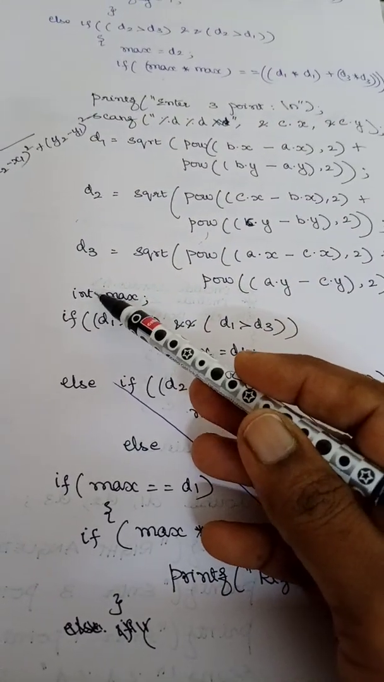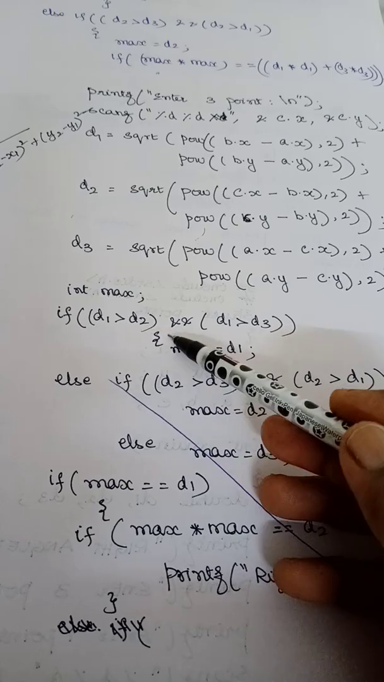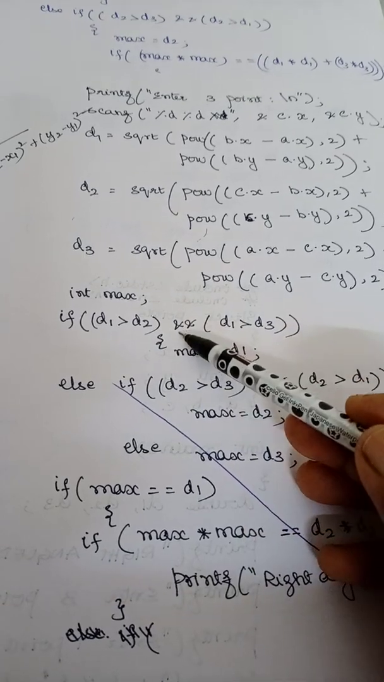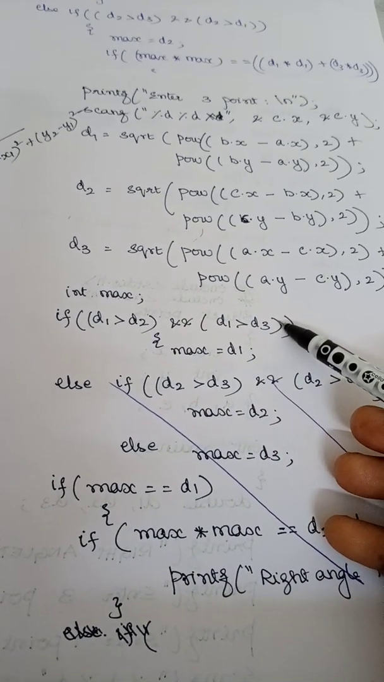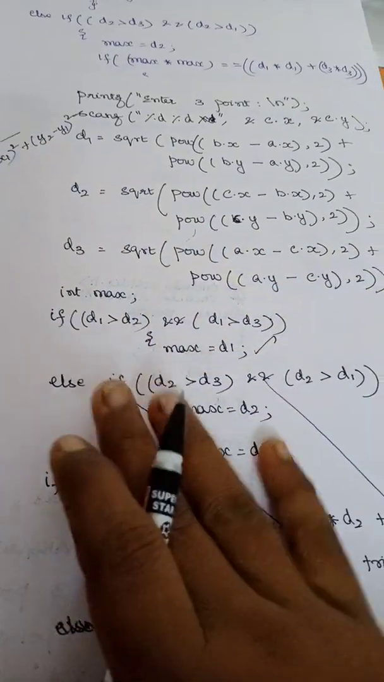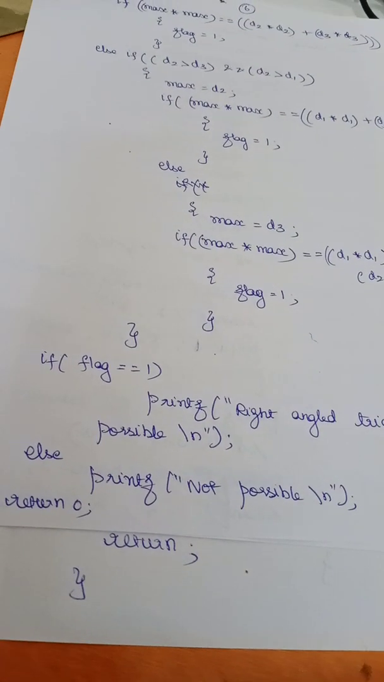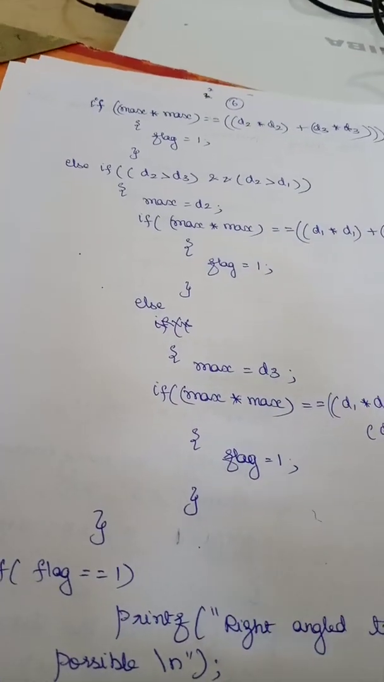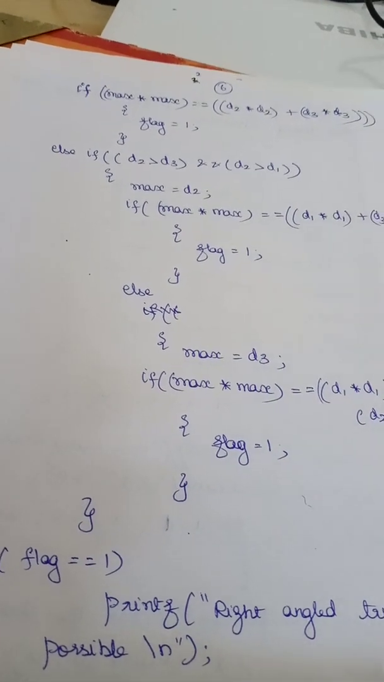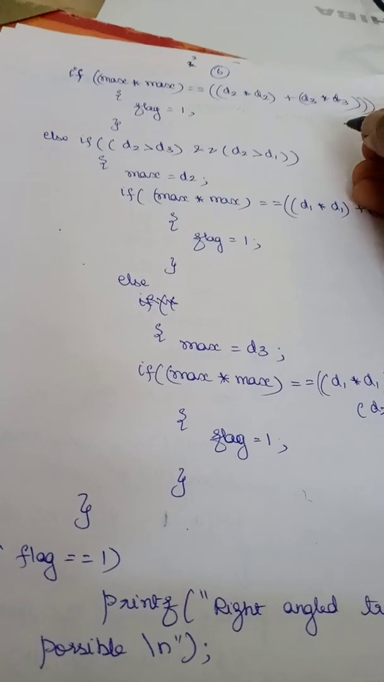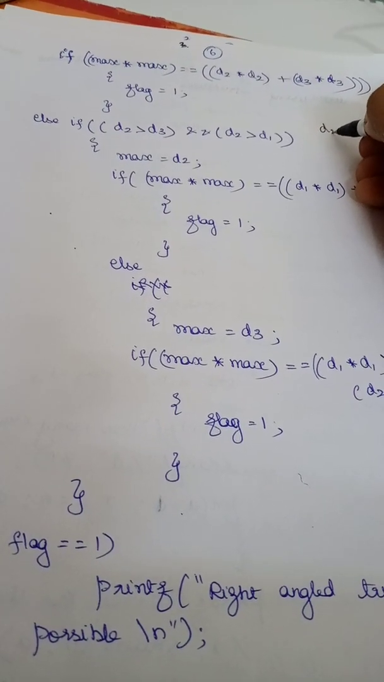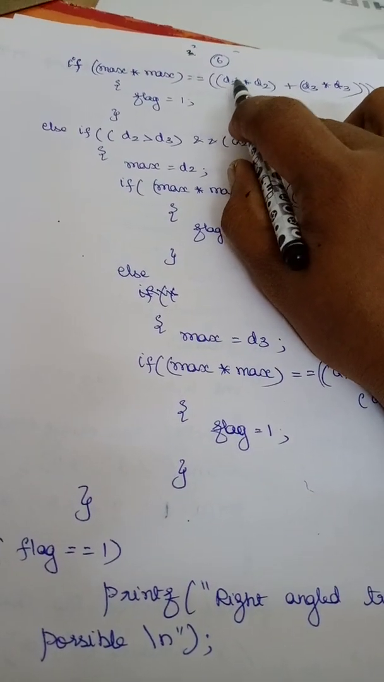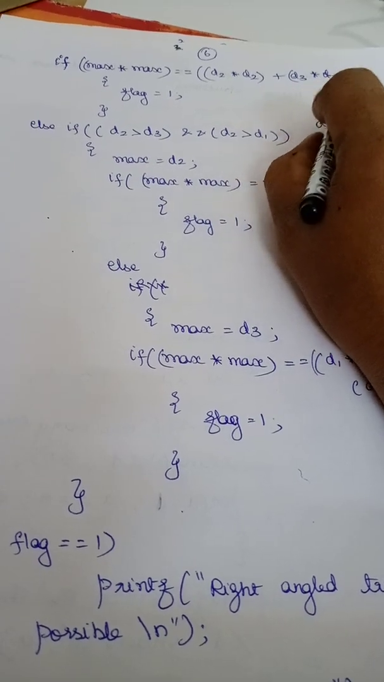So the first value, second value and third value. I have one more variable called int max, and then find out which is going to be the greatest. Here I am comparing d1 greater than d2 and d1 greater than d3. Then it means that your maximum is going to be d1. If d1 is the maximum, then I need to take d2 square plus d3 square. So in the square I can write d2 into d2 plus d3 into d3.